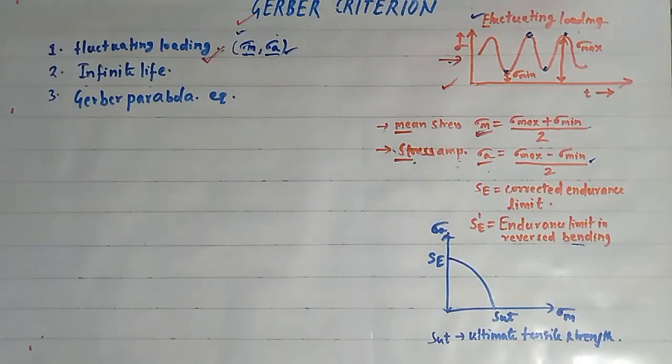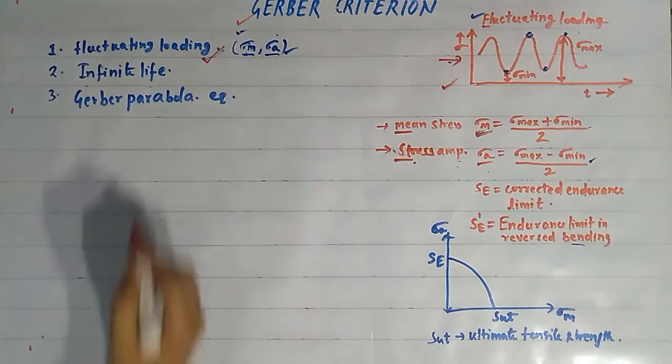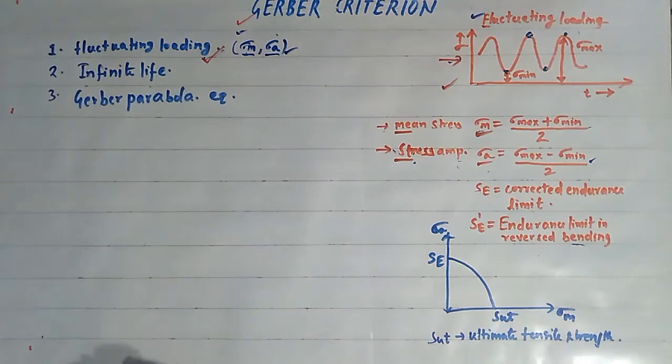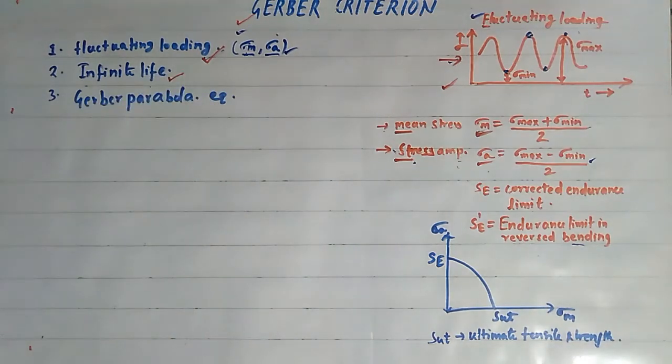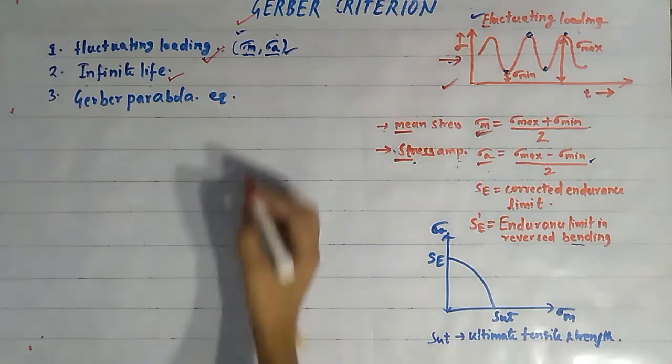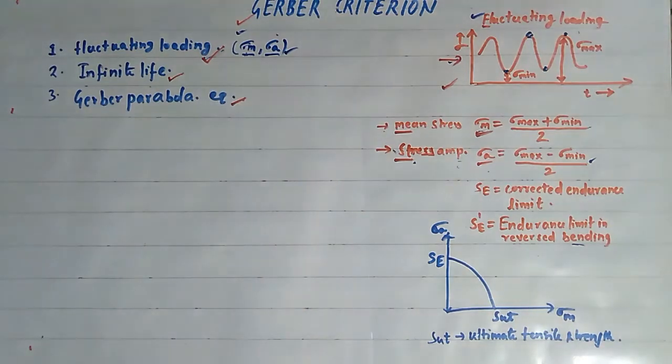And friends, we have to keep in mind the second thing, that this Gerber criteria is used whenever we design the component for infinite life. Whenever we design the component for infinite life, then we will use this Gerber criteria of failure. Now in the next step we will find out the equation of the Gerber parabola, and also we will see the safe region and unsafe region.